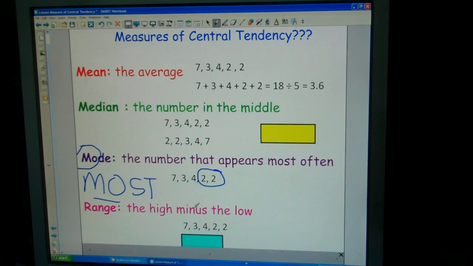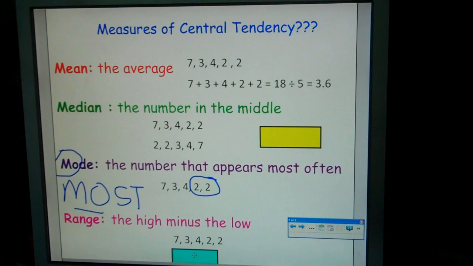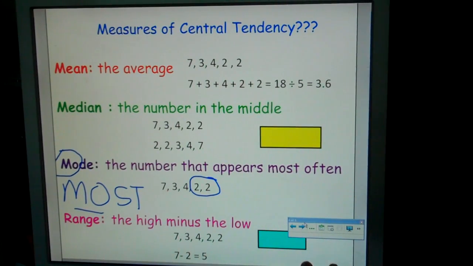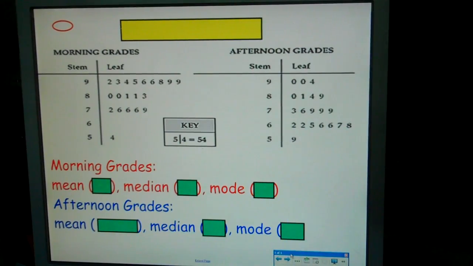The range. The range is simply the high minus the low. So in our data set, this one's not tricky. Which one's the high? Which one's the low? Well, right there. 7 minus 2 is 5. So that's the range. This should be a review. Are you ready to move on? Good. Alright, so here we go.